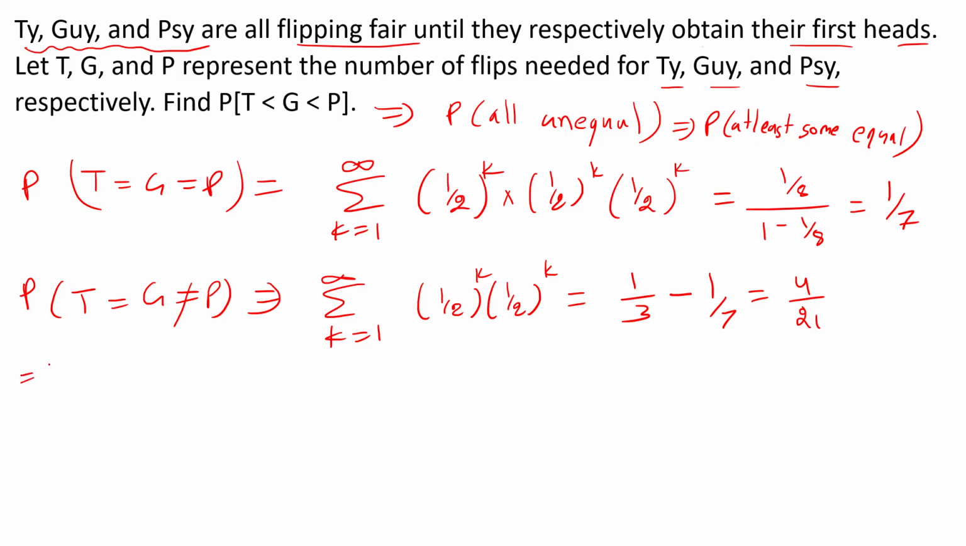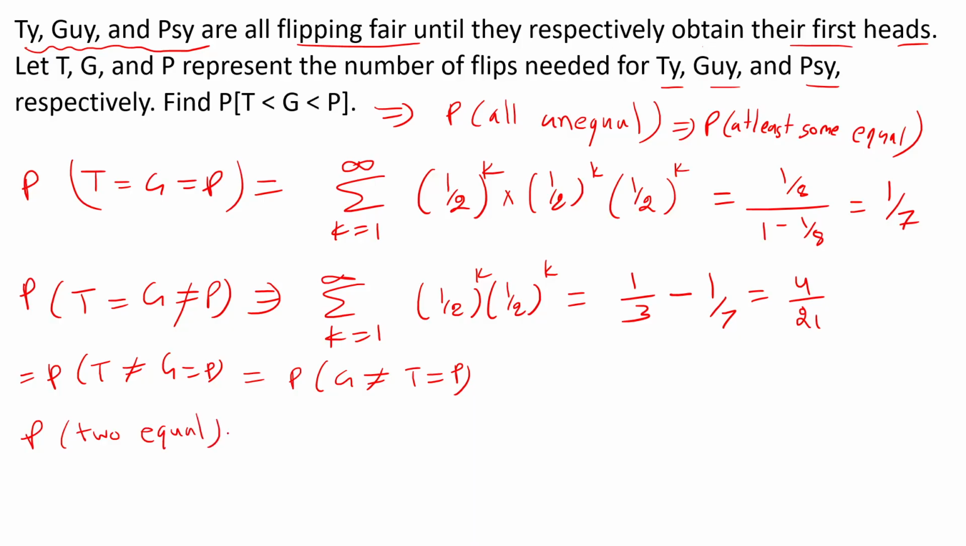By symmetry, the same holds for T not equal to G equals P, and for G not equal to T, which equals P. So the probability of exactly two being equal is 3 times 4/21, which is 4/7. So the probability of at least some equal, that... now we are going back.